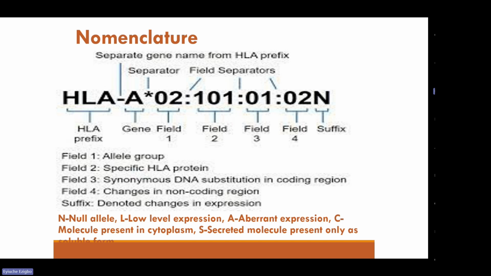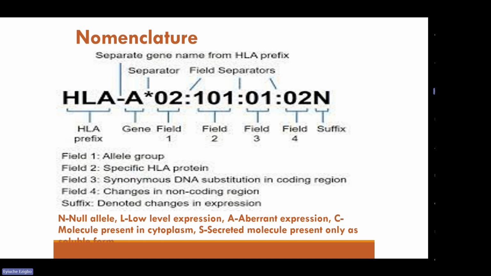The naming follows some laid down rules. The first letters denote the HLA, then this alphabet shows the gene. Then field 1 indicates the allele group. Field 2 indicates the specific HLA protein. Field 3 shows synonymous DNA substitution in the coding region. Field 4 shows us changes in the non-coding region.